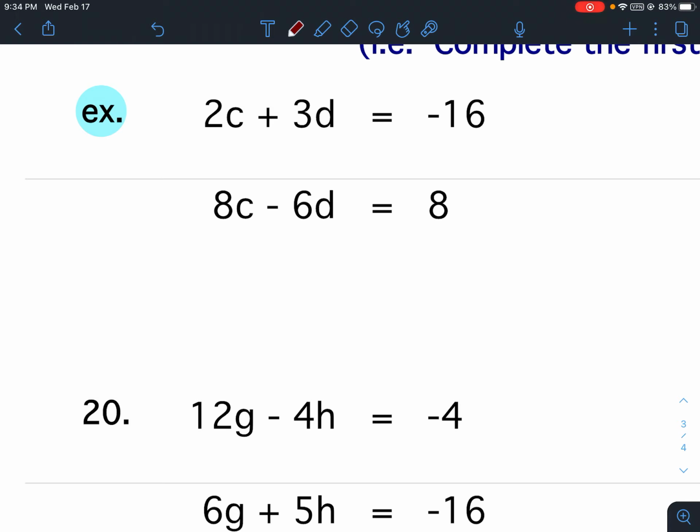Well, when I look at this, all four of these numbers are different. Therefore, I definitely don't have opposites and I definitely don't have identical terms. So then I want to see, do I have multiples? Can I take 8 and divide it by 2? Yes, 8 divided by 2 is 4. Also, 6 divided by 3 is 2. So I have multiples. Write that down.